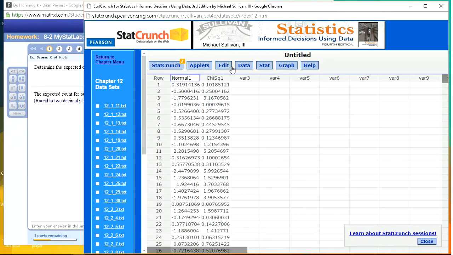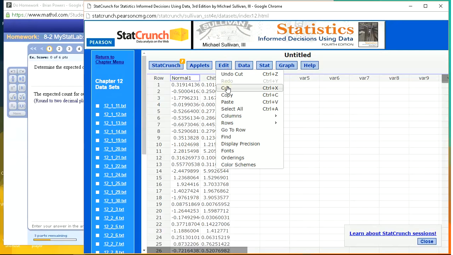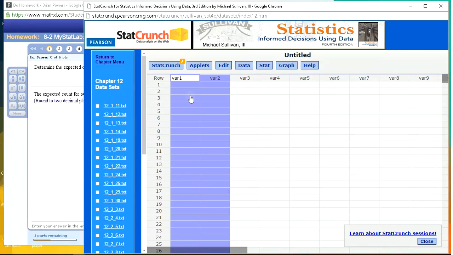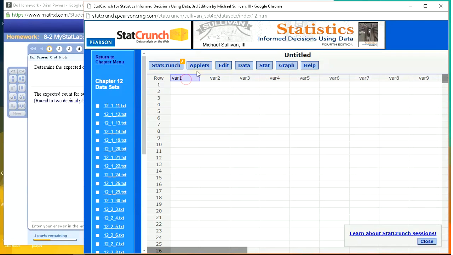Okay, so I'm going to clear this and just talk a little bit about goodness of fit. Let's select all, Control X, everything's empty. I'm going to call this my probability. Let's suppose that I rolled a 6-sided die a bunch of times.